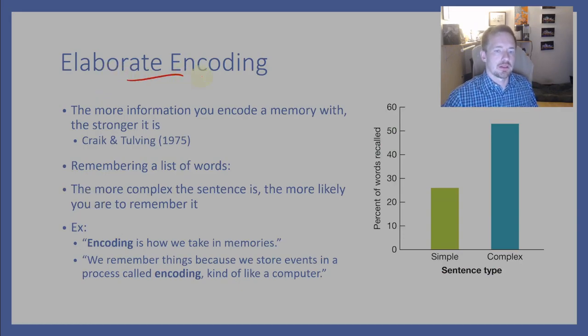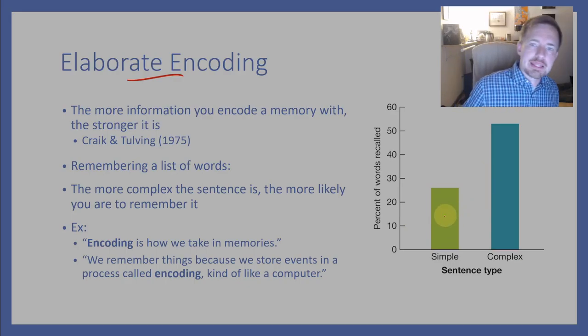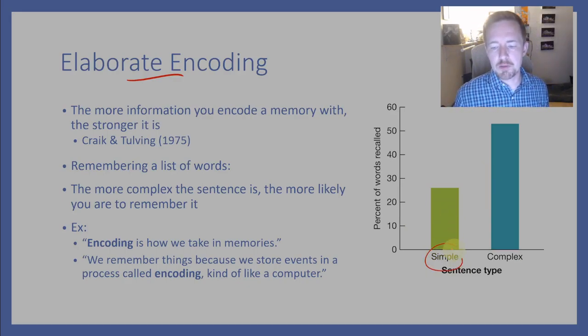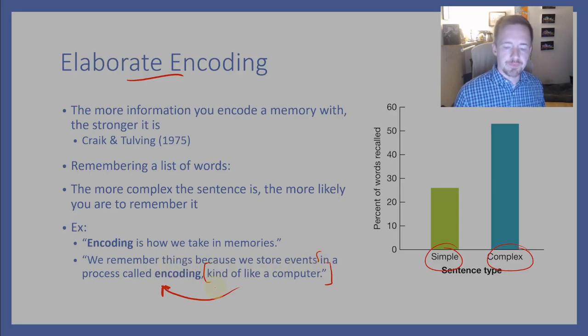Just to touch a little bit on elaborative encoding, one of the other things that Craik and Tulving found is that, I'm not going to go into as much detail about this particular experiment, but what they did is that they gave people either simple or complex sentences. The phrase was like, encoding is how we take in memories. That is a simple sentence. Versus, we remember things because we store events in a process called encoding, kind of like a computer. That's a complex sentence because it has this hanging clause that modifies, in a process called encoding.